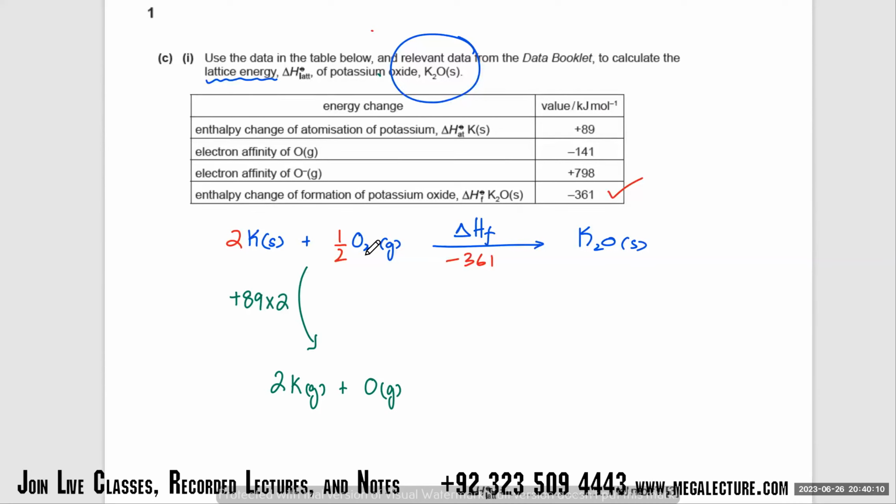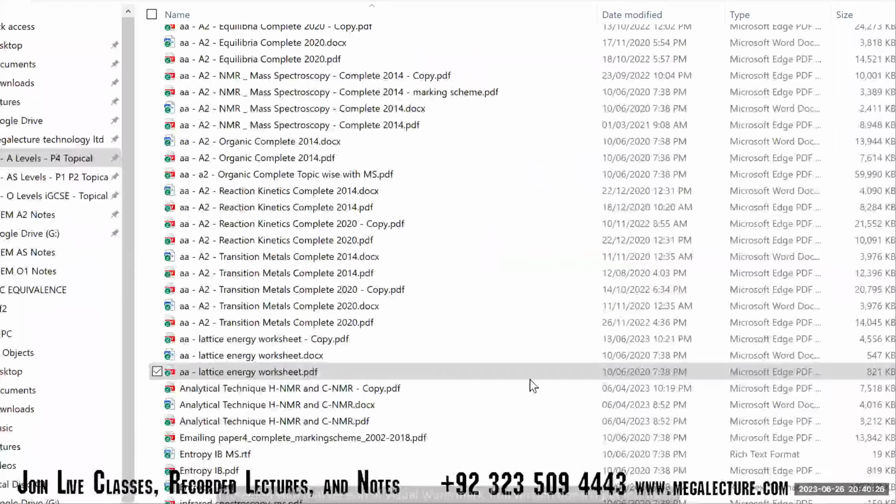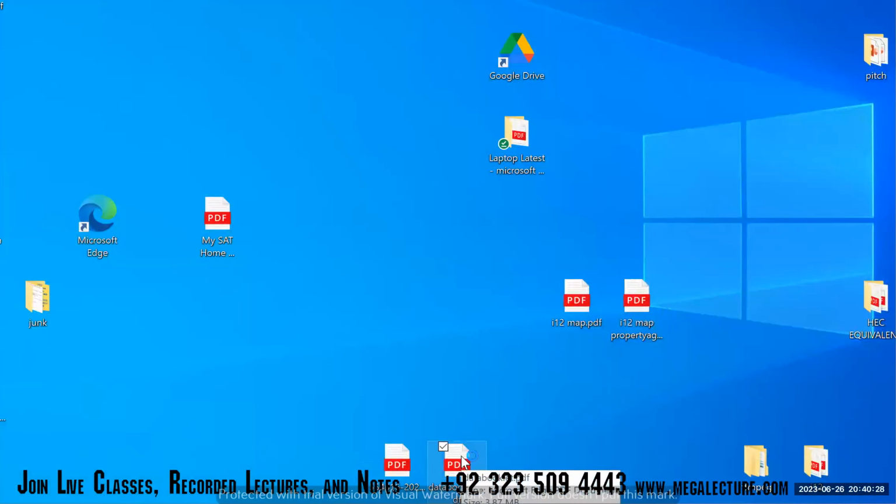Now for oxygen, the atomization is not quoted over here. So what do we do with oxygen? For oxygen, all you have to do is break the oxygen-oxygen bond, and you'll get the oxygen gaseous atom. That's it. So you just have to break the oxygen-oxygen bond. For that, you need the data booklet. So we'll open the data booklet.